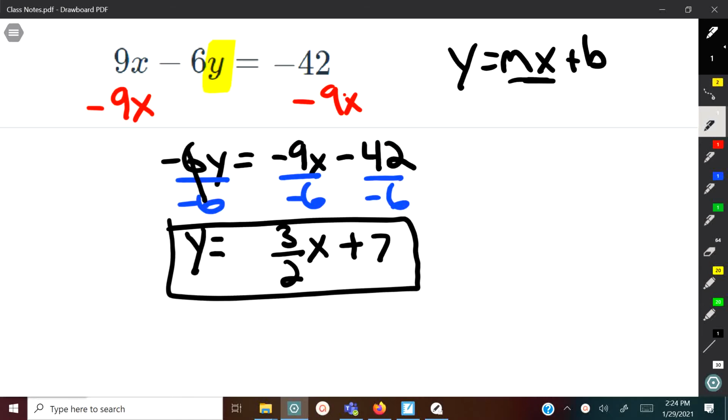Now that is converting standard to slope-intercept form.